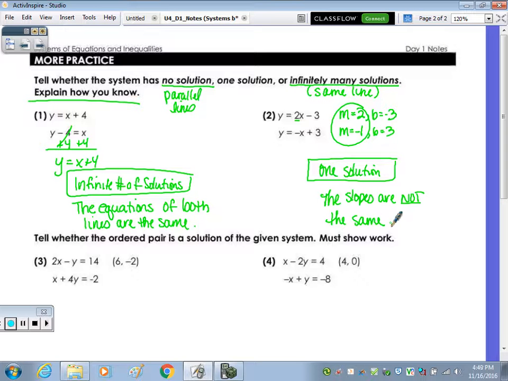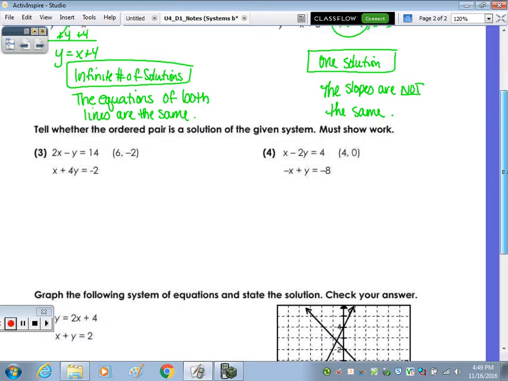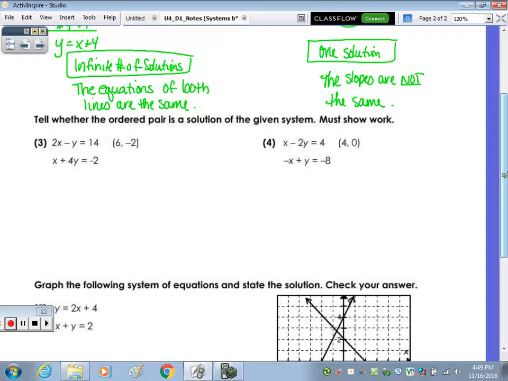Okay, number three and number four. Tell whether the ordered pair is a solution. Well, if it's a solution, we should be able to plug it in as we did on the front page, and it should work in both equations. So if you plug it in and it doesn't work in one, that's enough to stop. You know it's not going to work, or it may work on the other, but it has to work for both. Okay, so I'm going to plug 6 in for x and negative 2 in for y.